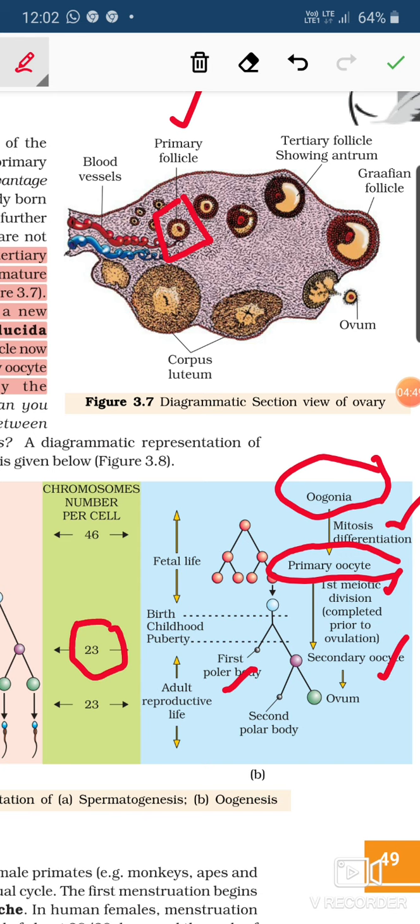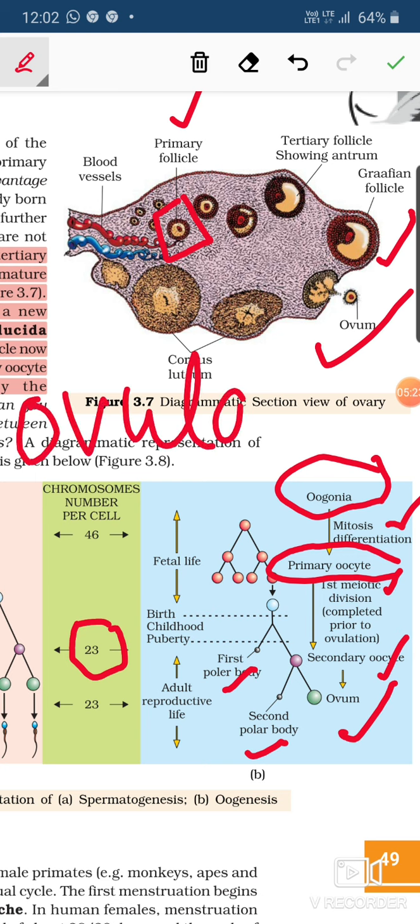This secondary oocyte will divide and form the second polar body and the ovum. With the production of the ovum, the Graafian follicle ruptures and releases the ovum, and this release of the ovum by the Graafian follicle is known as ovulation. So the rupture of the Graafian follicle causes the release of the ovum from the ovary, and this process is known as ovulation.